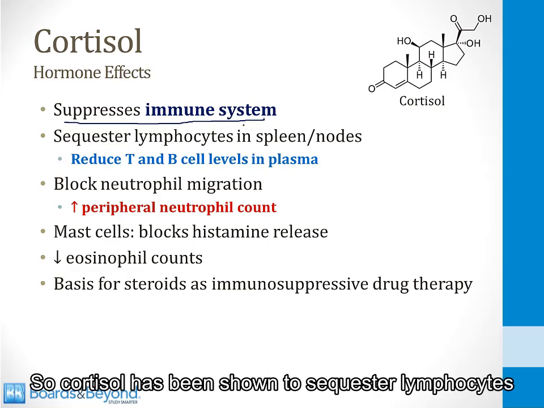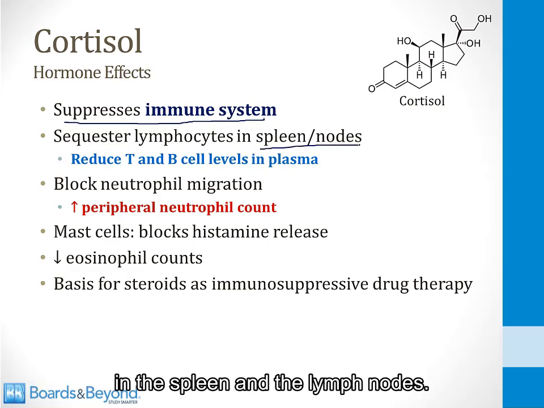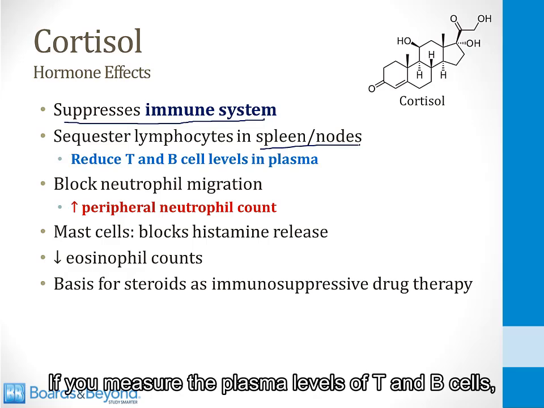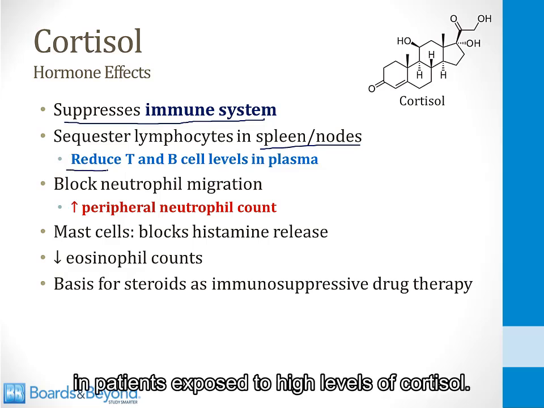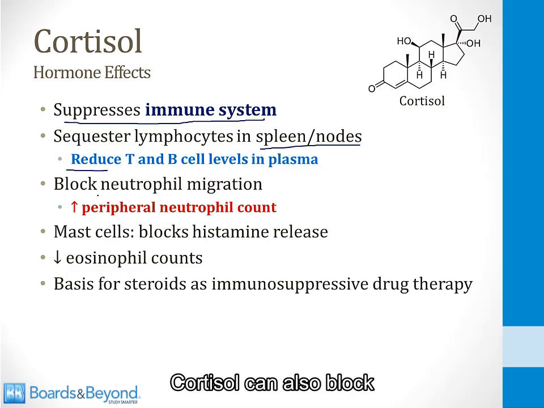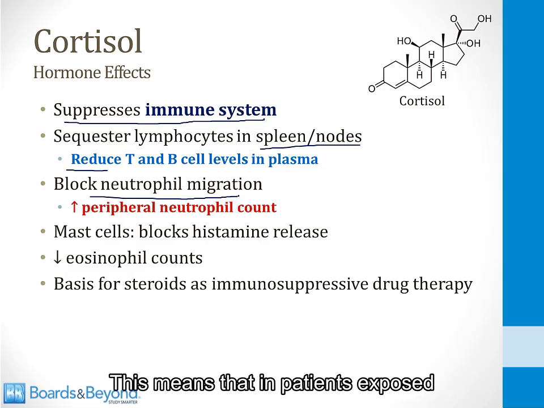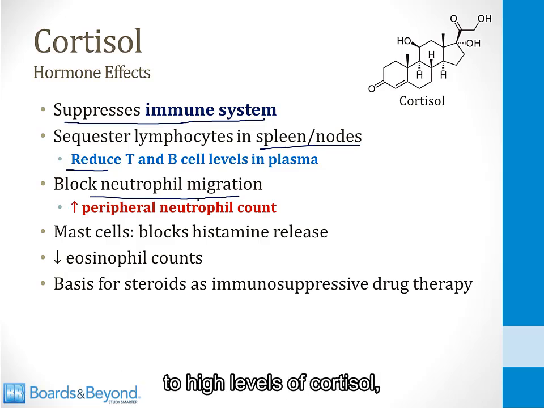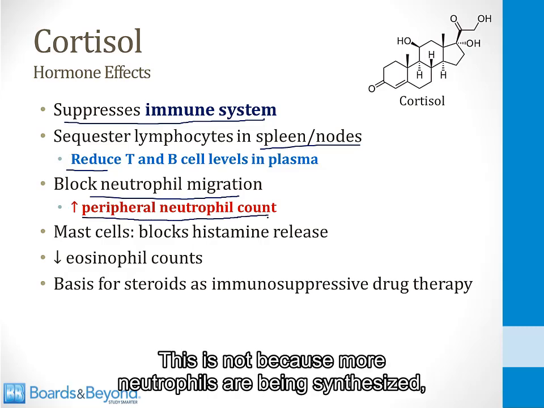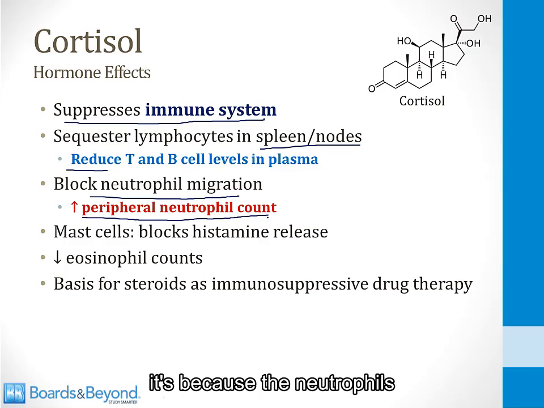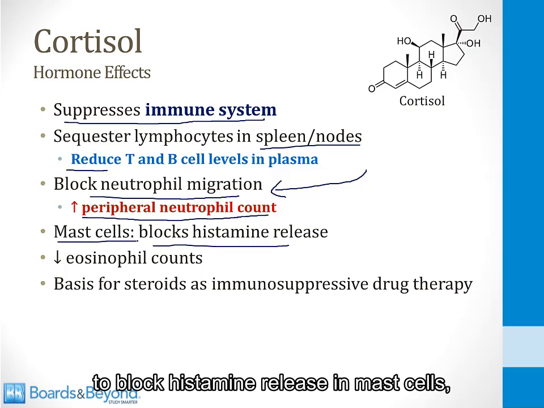So cortisol has been shown to sequester lymphocytes in the spleen and the lymph nodes. If you measure the plasma levels of T and B cells, you will find that they are reduced in patients exposed to high levels of cortisol. Cortisol can also block neutrophil migration out of the vasculature and into tissues. This means that in patients exposed to high levels of cortisol, you will see a rise in the peripheral neutrophil count. This is not because more neutrophils are being synthesized, it's because the neutrophils are trapped in the vasculature and they cannot migrate out. Cortisol has also been shown to block histamine release in mast cells.